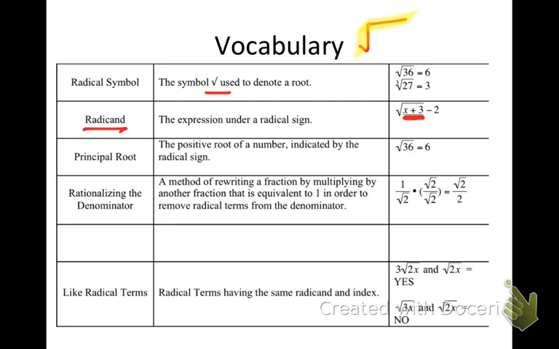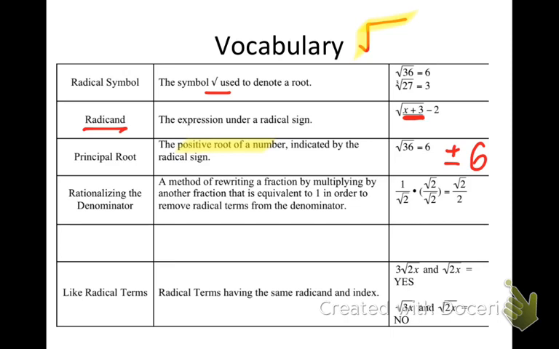A principal root. When we're talking about just square roots, we deal with principal roots. Principal root means the positive root of a number. Because we all know technically square roots are really positive as well as negative. For example here, the square root of 36 is 6 and negative 6. Because what's the square root mean? What times itself is that number? Well, technically, negative 6 times negative 6 is also 36.